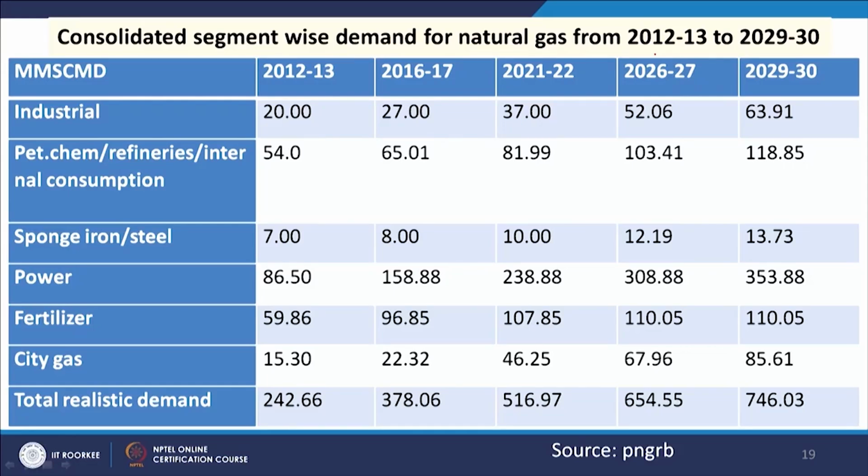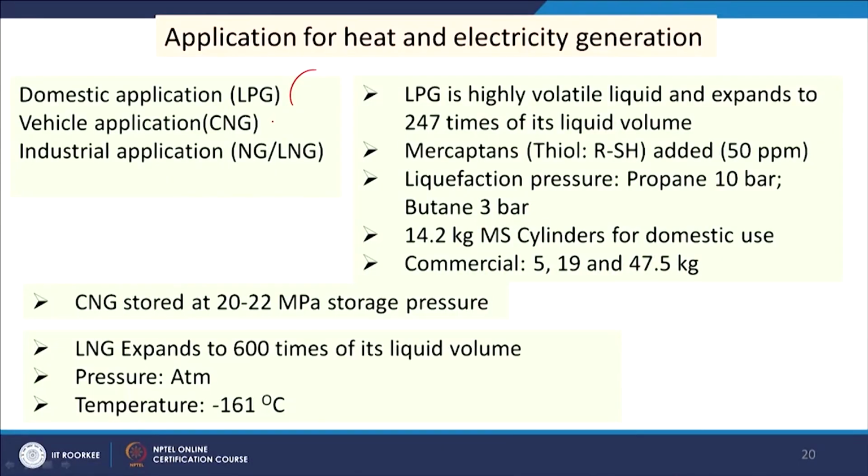This is the segment-wise demand for natural gas from 2012-13 to 2029-30. In the industrial sector, it was 20 MMSCMD in 2012-13 and is expected to be 63.91 MMSCMD. Similarly, for all sectors natural gas utilization is expected to increase significantly in the near future. The total goes from 242.66 MMSCMD to an expected 746.03 MMSCMD. Conventionally we use LPG, CNG or natural gas, or LNG.